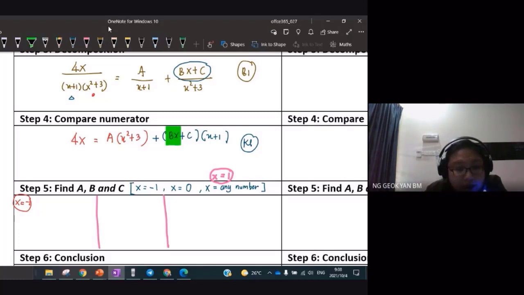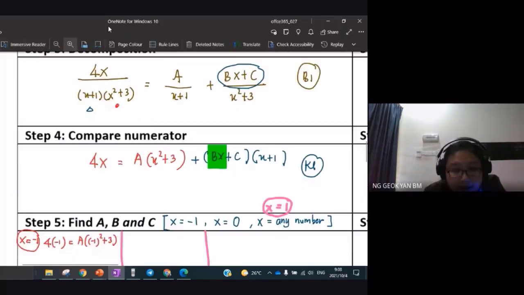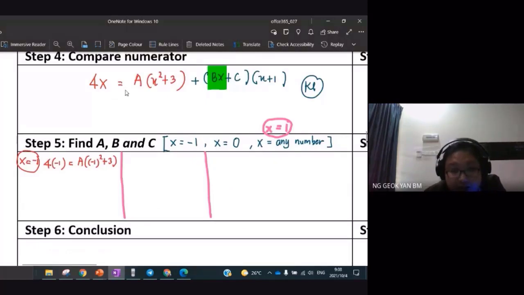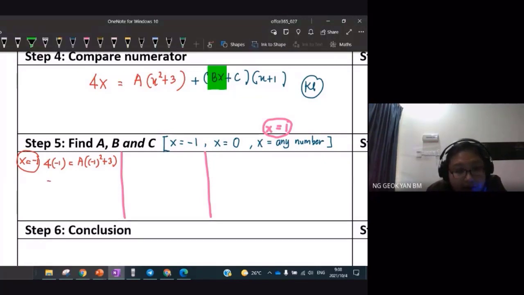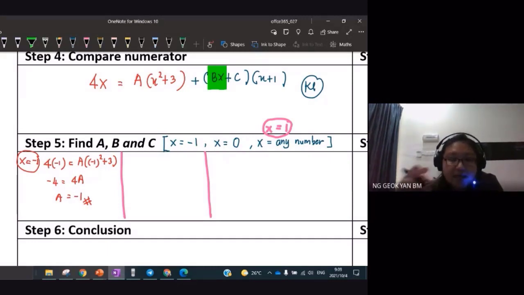So, when x equals to -1, 4 times -1 equals to A. Di sini kena hati-hati. It's -1 squared plus 3. Okay, automatic belakang dah hilang. So, anda tak payah tulis. Okay, then simplify. -4 equals to 4A. So, therefore, A is equals to -1. Okay, -1 squared, so 1 plus 3 is 4. So, kalau di sini calculation salah, dia memang sangat tidak berbaloi lah, because it just involves the very basic arithmetic calculation. Okay?